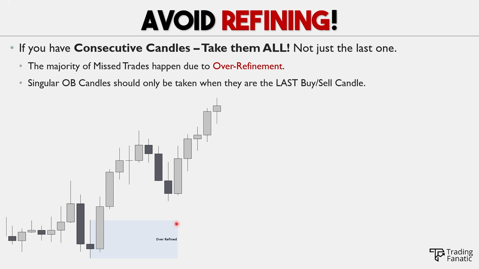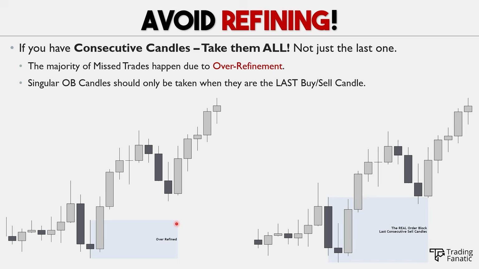Well, simply because you're over refining, and here is what you should do. Okay, because that is the real order block. It's the last two, in this case, consecutive sell candles before the very big buy that break structure with an imbalance. And look at where the market goes. It taps in and it keeps pushing up.